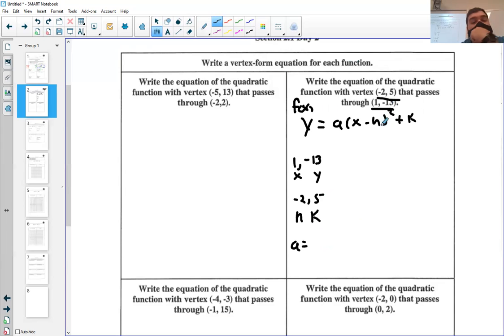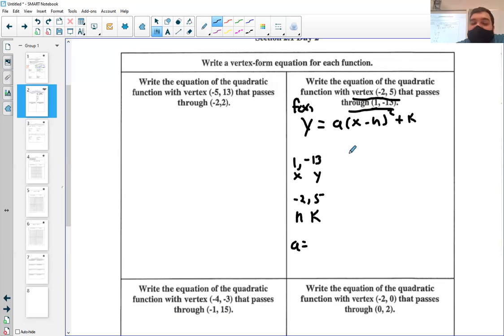Wait, I thought it doesn't matter which one you label x or y or h. Yes, it does, because h should always be the one on the inside, the one with the vertex. The vertex is h and k every time. The point that passes through is x and y. You wrote 1, -13 first, even though -2 and 5 was the vertex. Yeah, it's because it's x and y. I'm a little confused. Remember, the second one is next to y, it passes through this point.